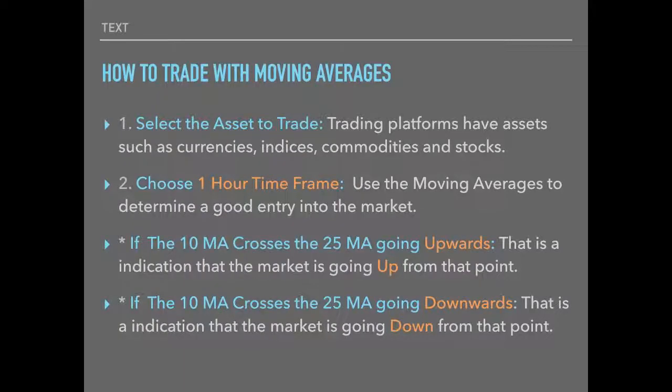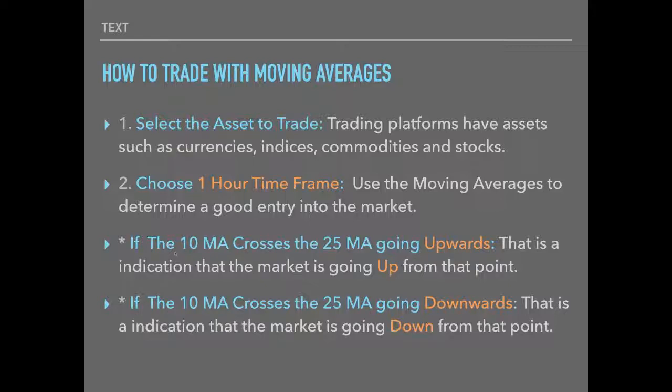Okay. So how to trade with moving averages. So first you're going to select the asset to trade. Trading platform is going to have assets, and you're going to select them. Like if you're in Forex, like Euro USD, whatever. And the time frame that you're going to use is going to be the 1 hour. For these moving averages, we're going to use the 1 hour time frame to calculate our entries and exit points.